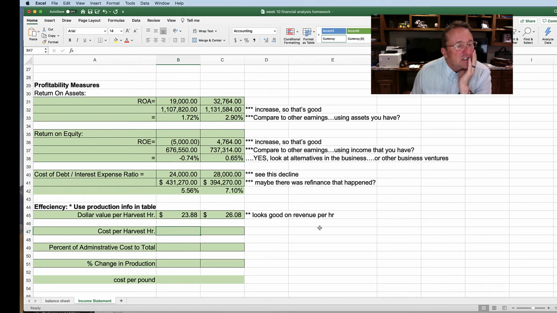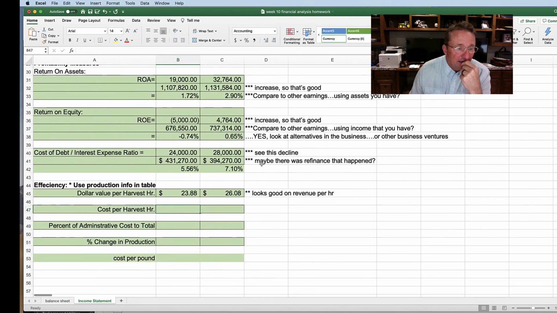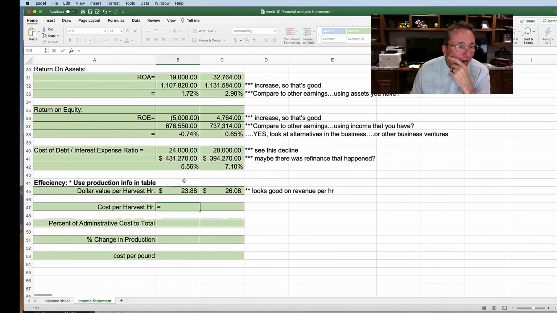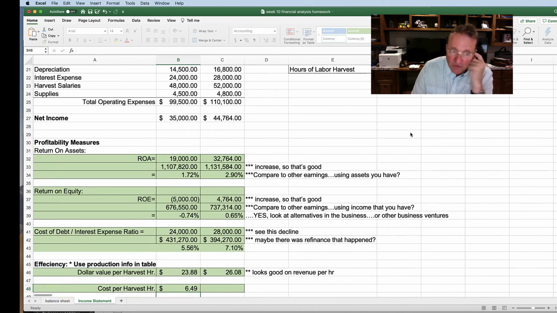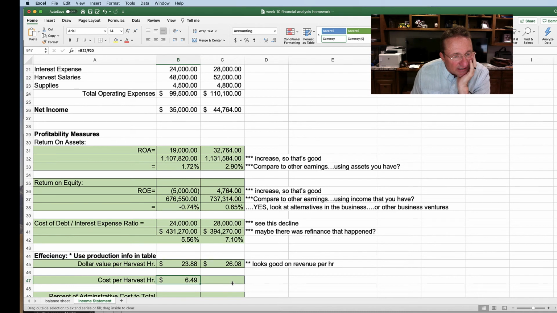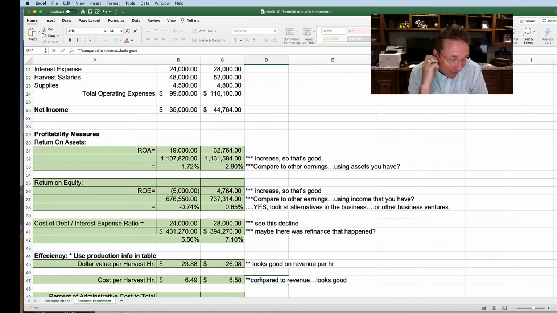All right, what about the cost per harvest hour? So I've got cost that I have in this harvest hour. If I go look at that, that's their salaries. So I'm going to say that equals I am paying for their harvest salaries $48,000 in that year, but I've got 7,400 hours worth of labor. Looks like they're getting $6.49 an hour, and it went to $6.58 an hour. So a couple things there compared to revenue. Looks good. In other words, I am paying out about $6.50 an hour, and I'm getting back $23.